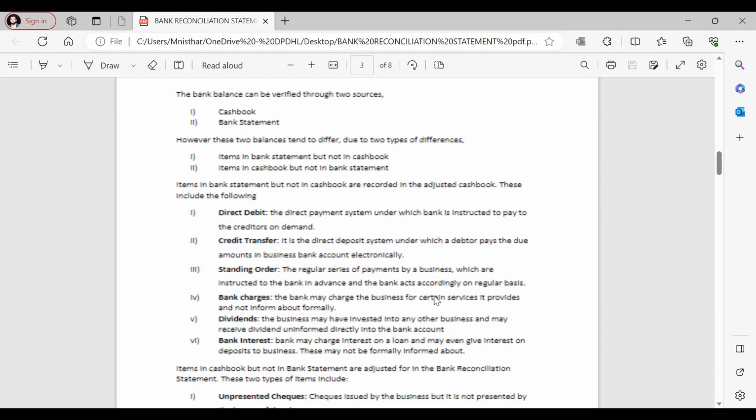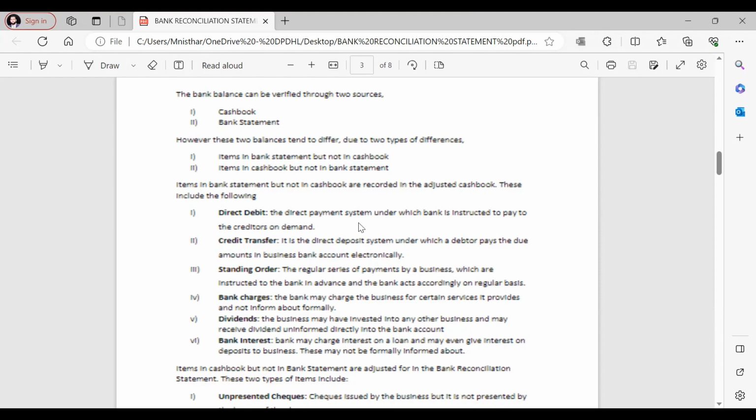The regular series of payments by a business which are instructed to the bank in advance, and the bank acts accordingly on a regular basis. Let's say you have told the bank to pay the electricity bill every month, then the bank will be paying 10,000 every month, and that will be added in your bank statement. But sometimes you may not know whether the bank has paid or not, so you won't record this in your business bank account, but the bank has recorded it in the bank statement. So that is known as standing order payments, the regular series of payments.